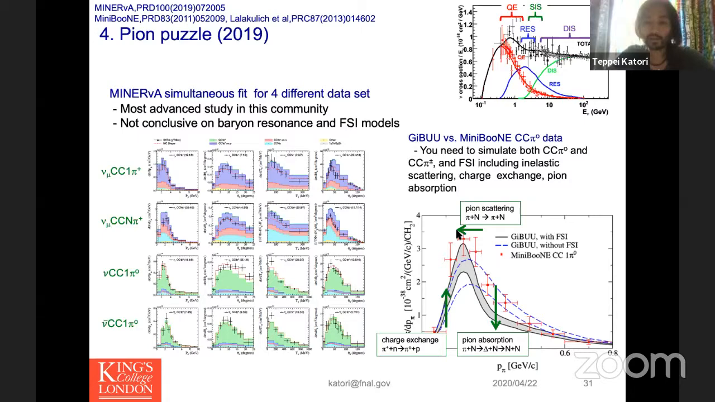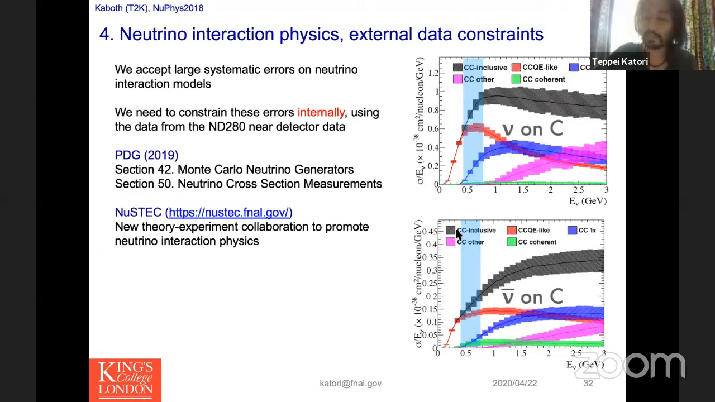Okay. So that's the situation. This right figure shows the simulation of a neutrino interaction and predicted errors. And what you see is the error is quite big. And the blue band is the location of the T2K experiment energy region. So the error is quite big.